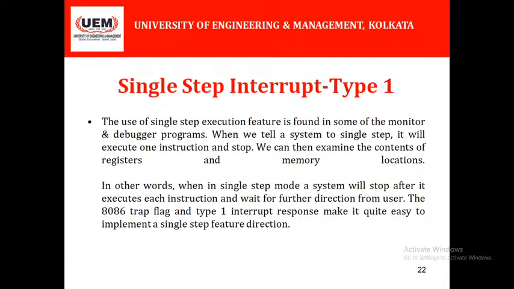Our next interrupt type is the single step interrupt. The use of the single step execution feature is found in some monitor and debugger programs. When we tell a system to single step, it will execute one instruction and stop. We can then examine the contents of the registers and memory locations. In other words, in single step mode a system will stop after it executes each instruction and wait for further directions from the user. The 8086 trap flag and type 1 interrupt response make it quite easy to implement a single step feature.